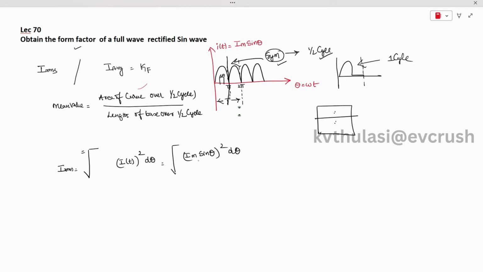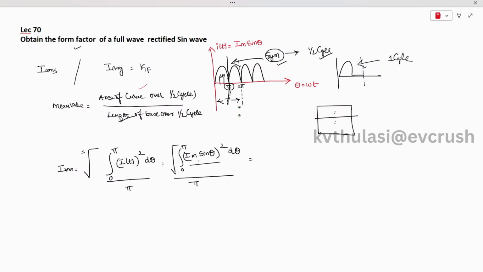Here, if you want to find the area, the integral varies from 0 to only pi. You should not write the integral from 0 to 2 pi. Let's find this separately, and then we'll add here. Now let's separate the common term. So this is the total area of the waveform, divided by the length of the base over half cycle. What is the length of the base? It is nothing but pi.